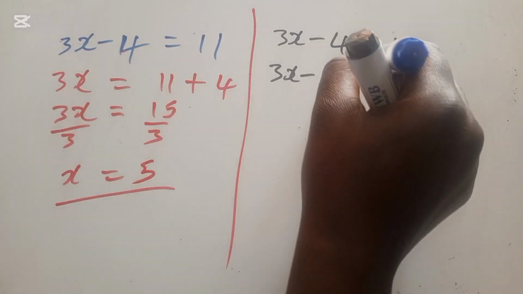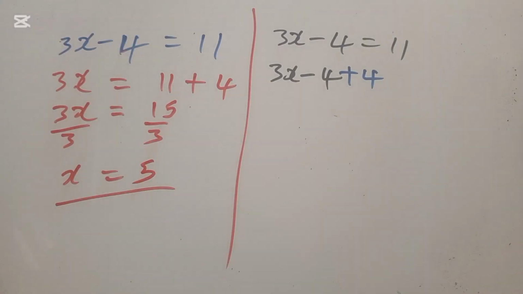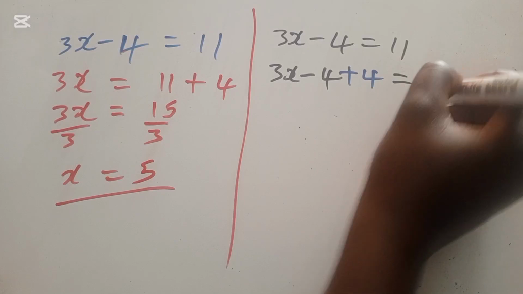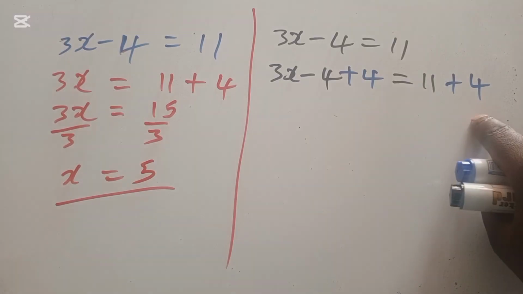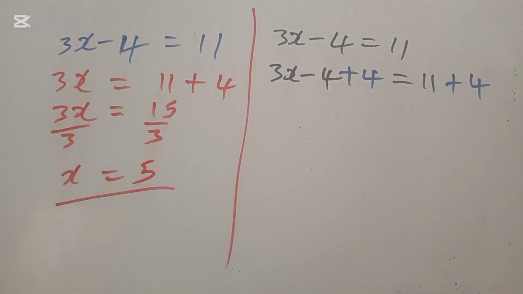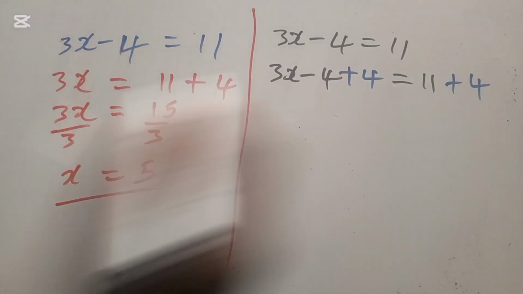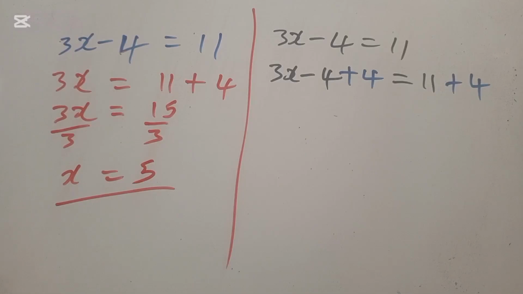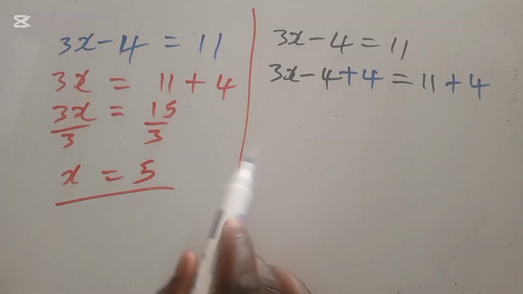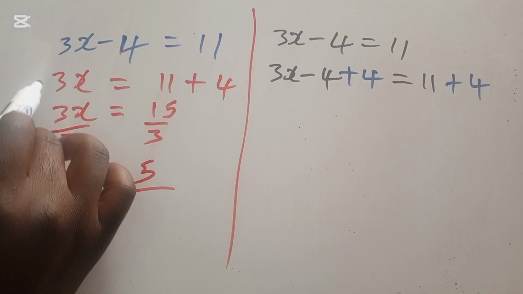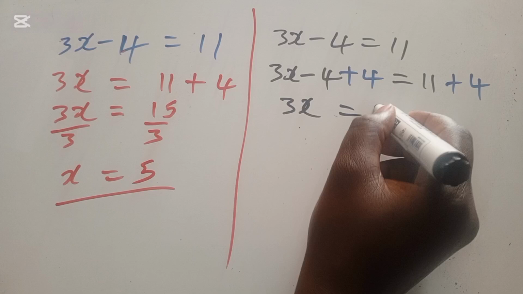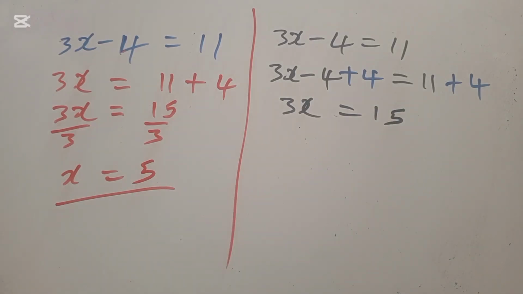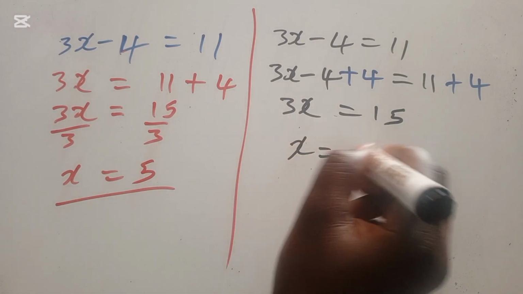So you have 3x, you have minus 4 as it is, then you add 4. Let me add it in a different color. Add 4, then you write is equal to 11, then you also add 4. So what you add on this end, you also add on this end. So they have added 4 and added 4 here. So what happens when you have negative 4 plus 4? This is 0, so it disappears. So what they have done, the next step will be exactly what we have here. So this is 3x, negative 4 plus 4 is 0, and then you add this 15. Divide by 3, divide by 3. So x is equal to 5.